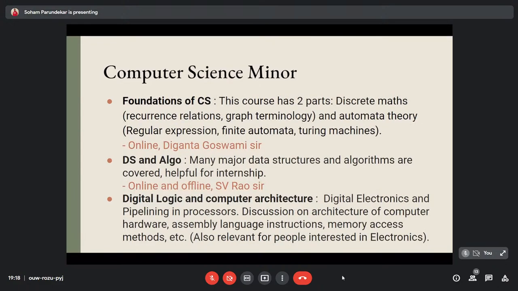So the theoretical foundations of CS course for us had two parts, discrete mathematics and automata theory. The first part was mostly just logic and recurrence relations. There wasn't a lot of coding in this course. We were just learning theory, and most of it was practice, and if you read from the slides, and there's a lot of helpful material on YouTube for this course, so you could check that out.